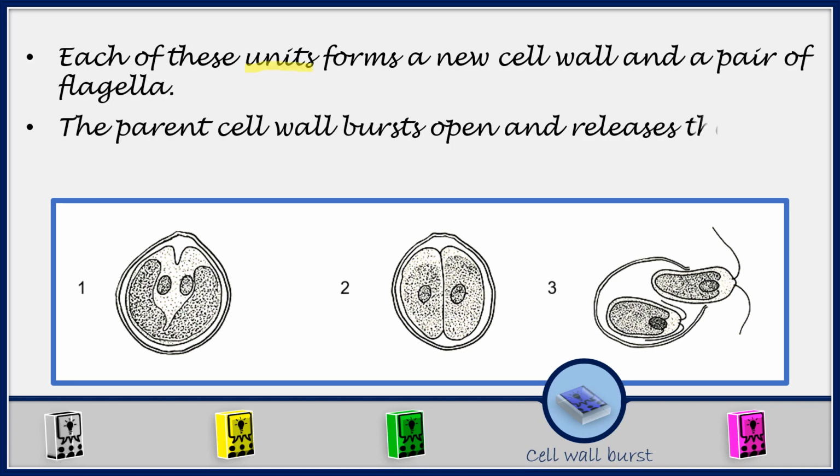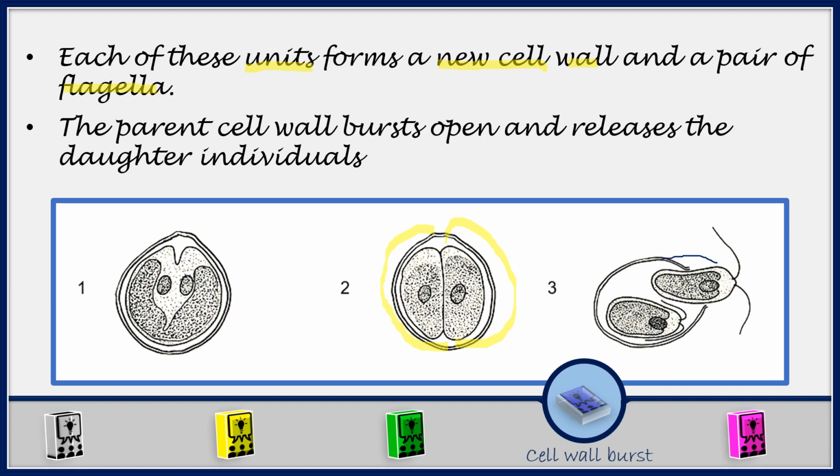Each of these units forms a new cell wall and a pair of flagella. So these units that we have formed here, the first unit and then our second unit, each one is going to form a cell wall. Each one will form a cell wall like the way we are seeing them here. And each one forms a pair of flagella. It has a flagellum here and a flagellum here.